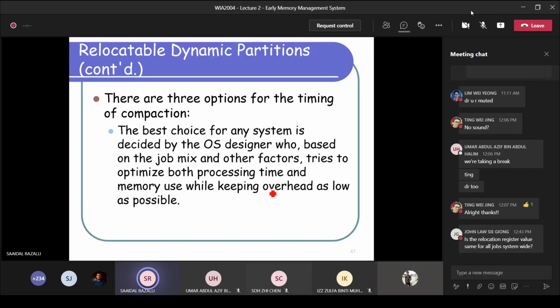The best choice for any system is decided by the OS designer who, based on the job mix and other factors, tries to optimize both processing time and memory use while keeping the overhead as low as possible. Overhead, if you add more complexity to the algorithm, this is what I call overhead. The working load, computational load, all is overhead. Okay. You want to increase the processing time, you want to optimize memory usage, you also must keep the overhead as low as possible. This is a trade-off.